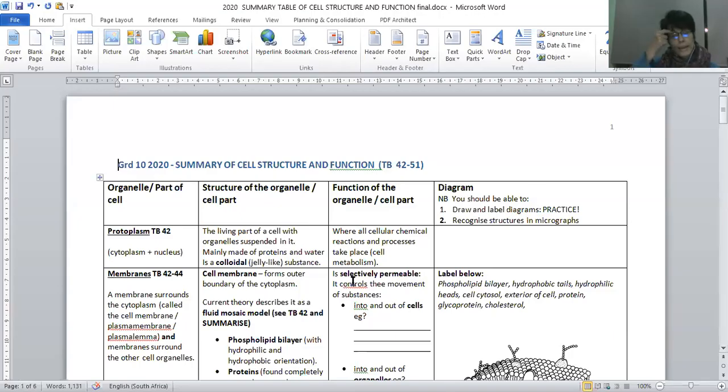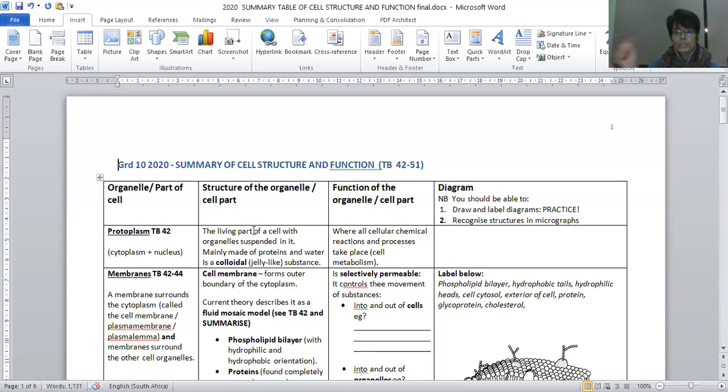Okay, hi grade 10s. I just want to go through the summary table that you would have gotten as notes and which is uploaded onto Google Classroom. So this is what the table looks like. It consists of 6 pages. So this is what I would have handed to you in class. I would have printed it for you.